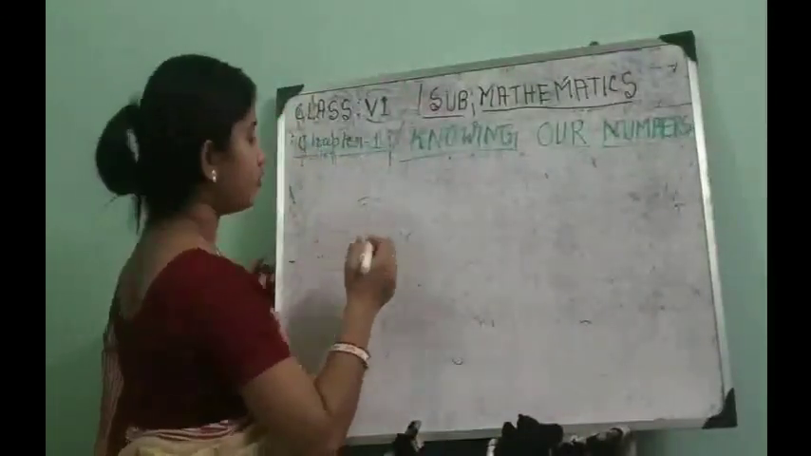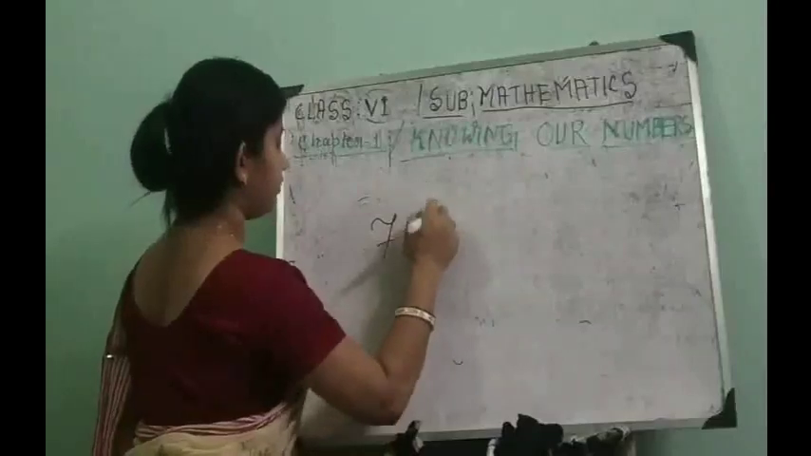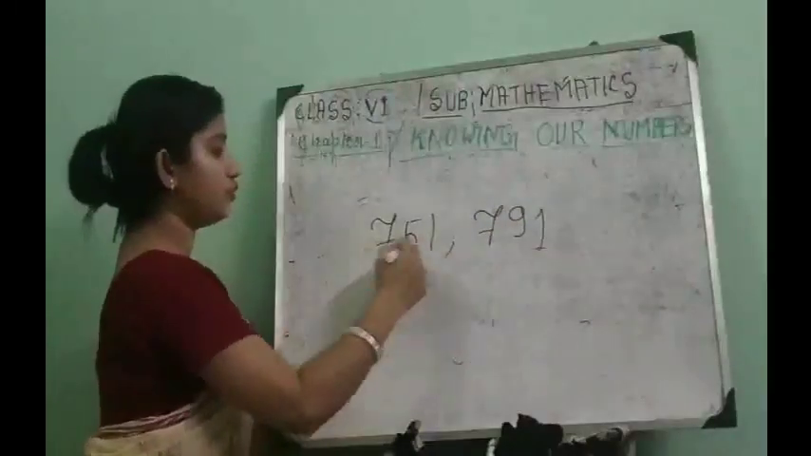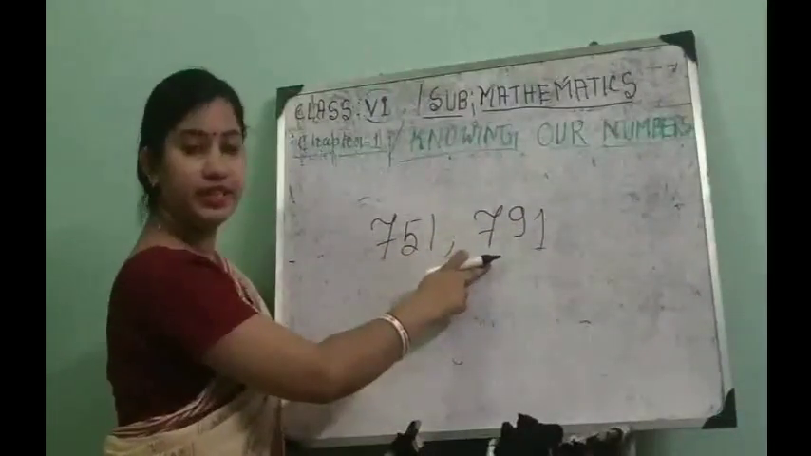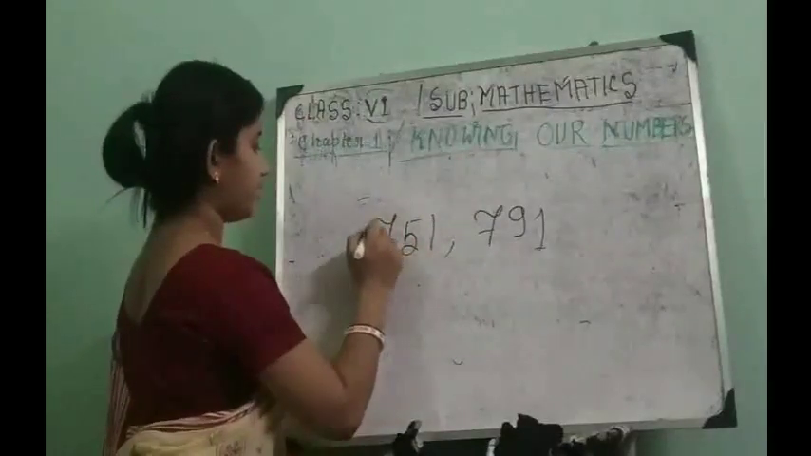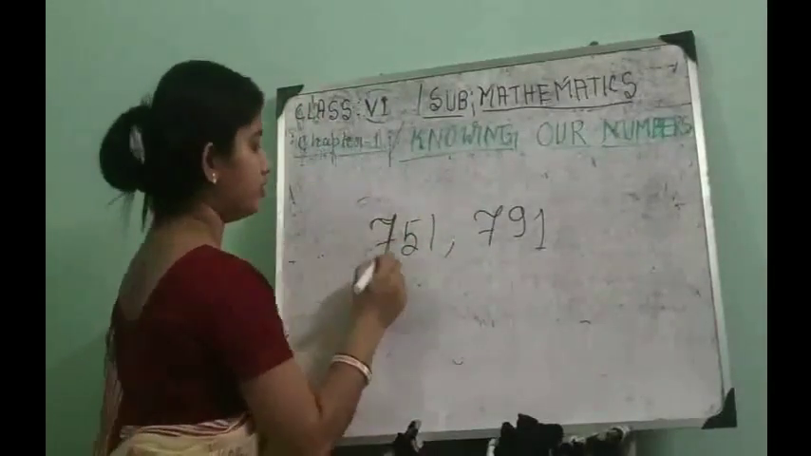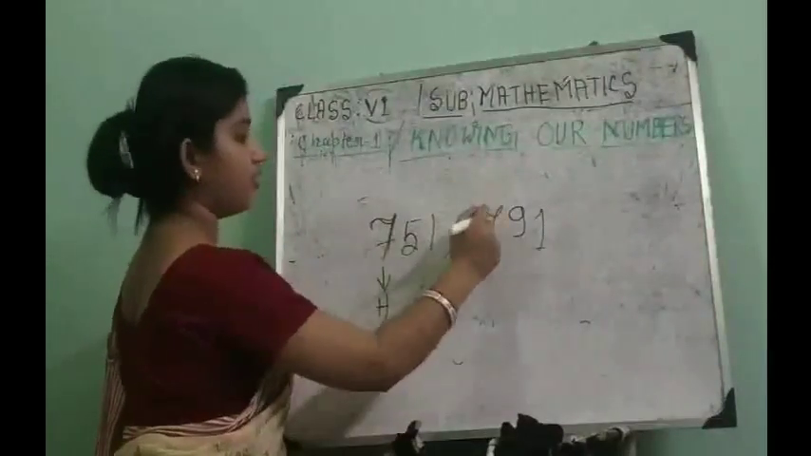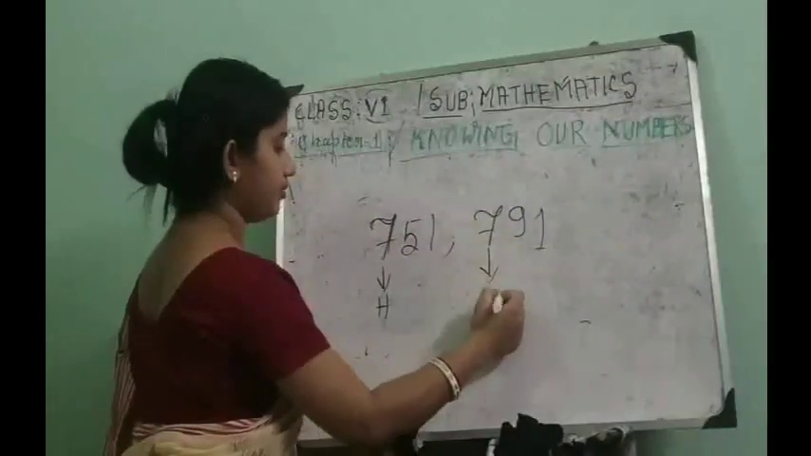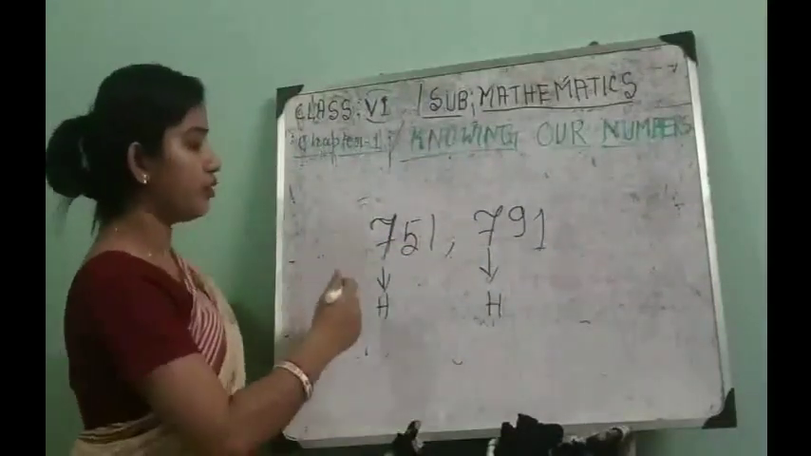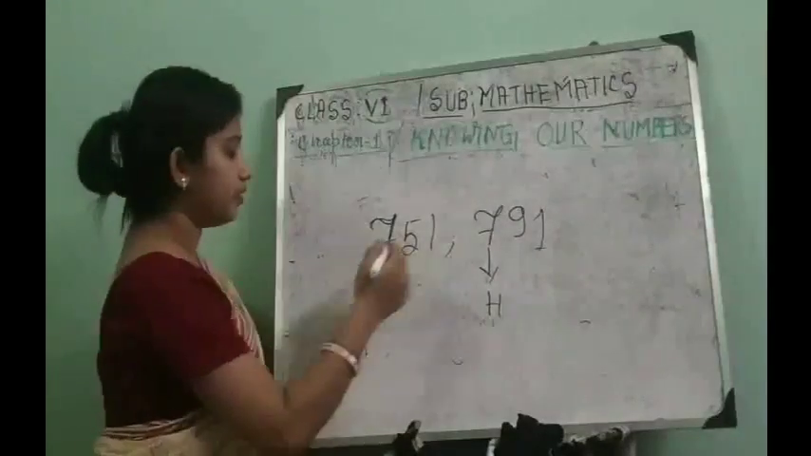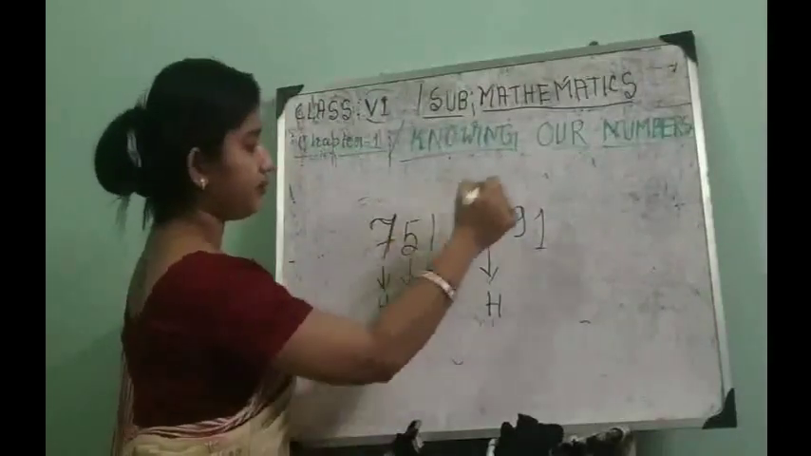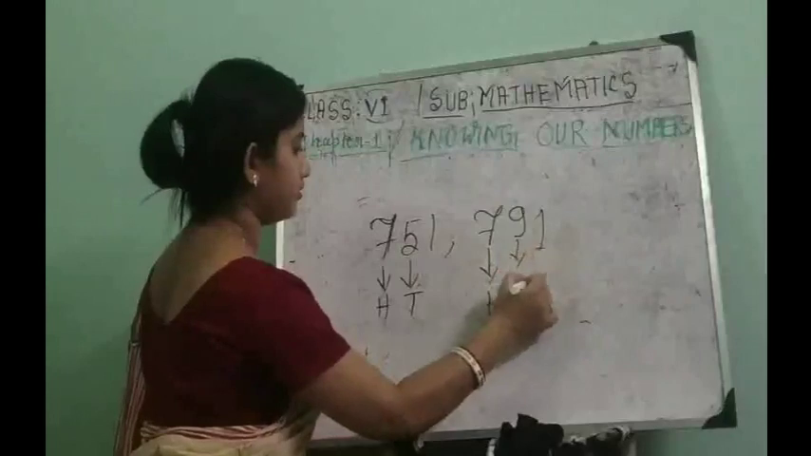Next we take another two same digits number, 751 and 791. Between two numbers, those are same digits, and here maximum places is 100 places number. So first we compare 100 places number. Here 100 places number is 7 and also here 100 places number is 7. So we compare next places number. That means 10 places number. Here 10 places number is 5 and here 10 places number is 9.